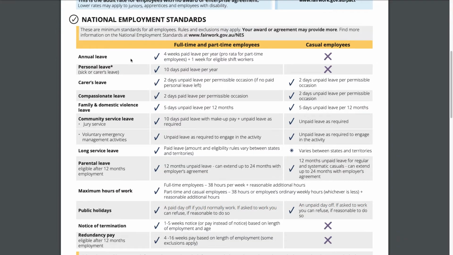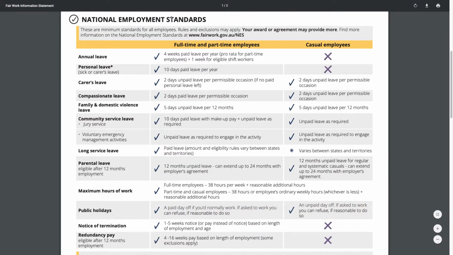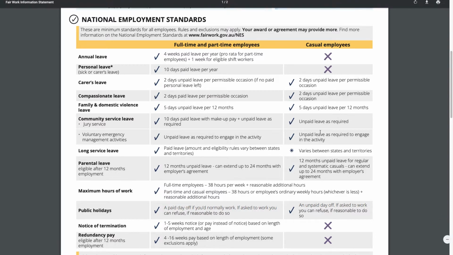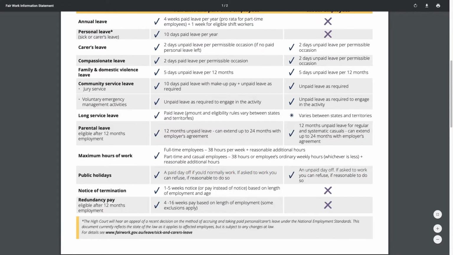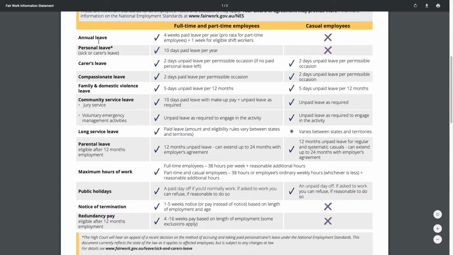Second thing are these NES, the National Employment Standards. It tells you exactly what a casual employee is entitled to and exactly what a full-time and part-time employee is entitled to. You can see that full-time and part-time employees are entitled to everything, all 10 of the National Employment Standards. 1, 2, 3, 4, 5, 6, 7, 8, 9, 10. Now, there's actually a couple because they've got some subcategories, but all 10 of the National Employment Standards.